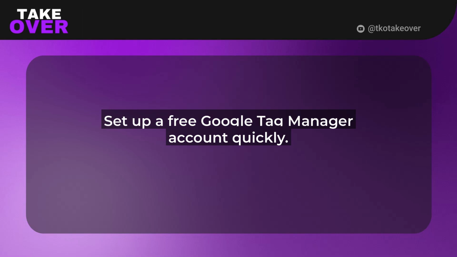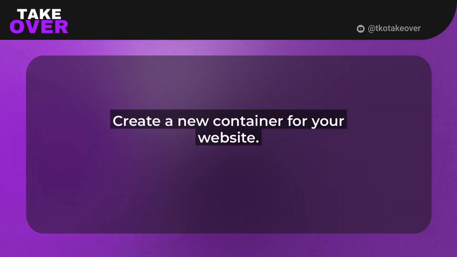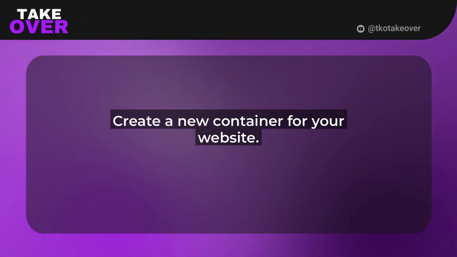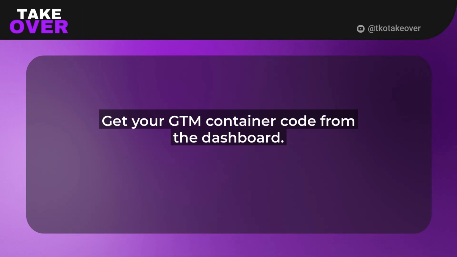So, let's get started. First things first, you need a Google Tag Manager account. Head over to the GTM website and sign in with your Google account. If you don't have one, create it quickly, it's free. Once you're in, click on Create Account and fill in the details for your website. Give it a name, like your site URL, and select Web as the container type. After that, you'll get a container ID. Keep that handy because we'll need it soon.